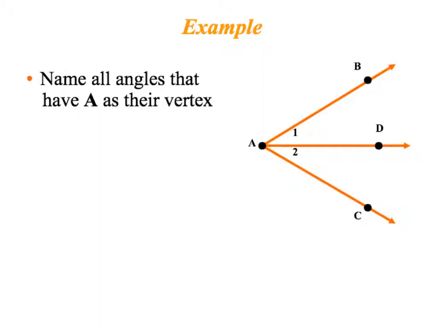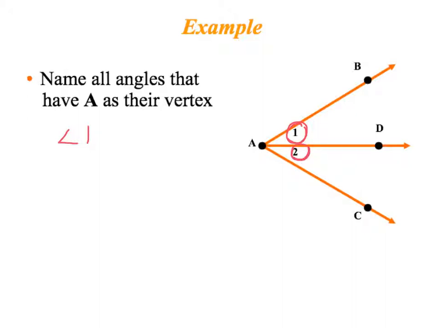Now, sometimes we get more than one angle that shares a common vertex. So let's look at this example here, and the directions state, name all angles that have A as their vertex. So there are a lot of possible answers for this question, but I'm going to try to write down some of the easiest ones. So hopefully you see three angles in there. One angle that I'm going to write down is angle 1. And I chose angle 1 because that was easier to write than angle BAD.